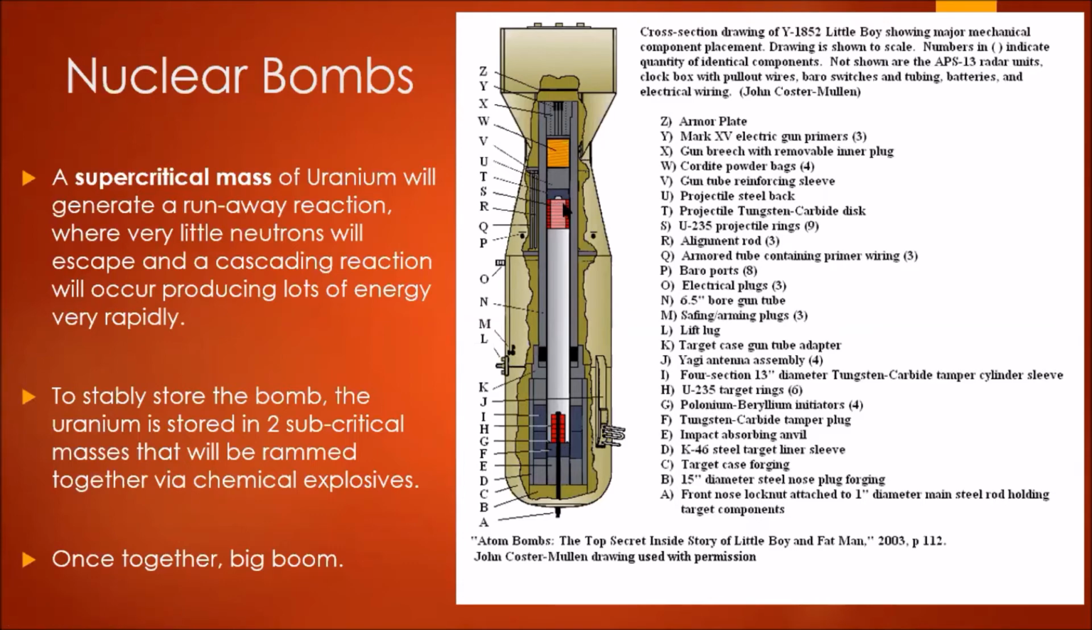And then from there, it's going to react, at which point something in there is going to shoot. So G is the polonium-beryllium initiators. That's essentially going to shoot that neutron into there and start that chain reaction. So once together, we have that big bomb, boom.